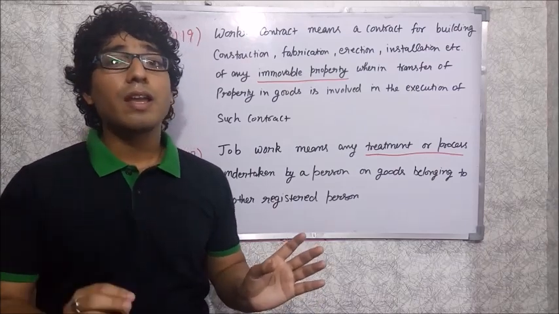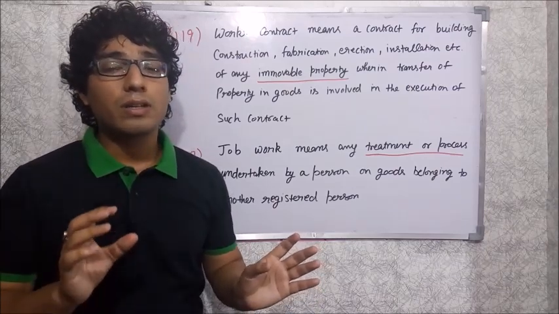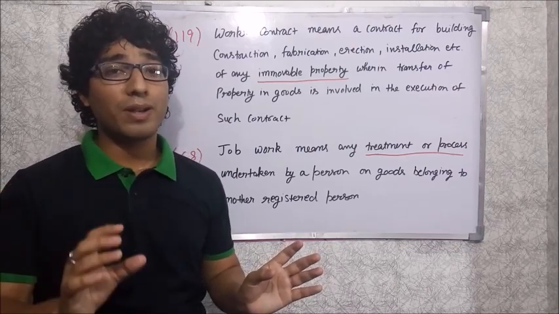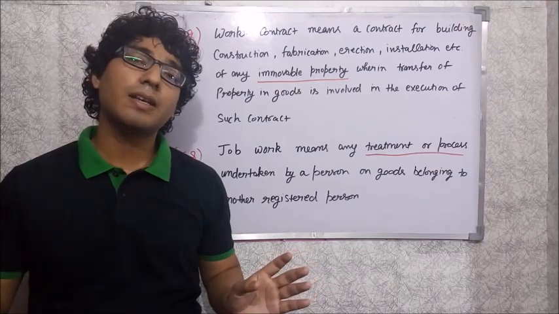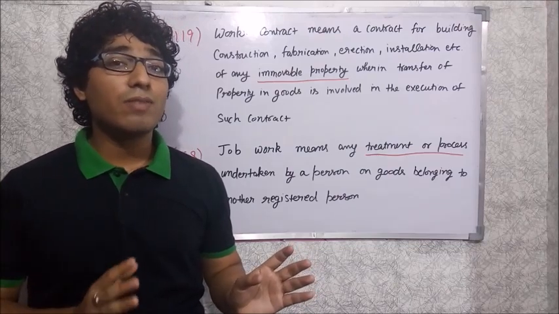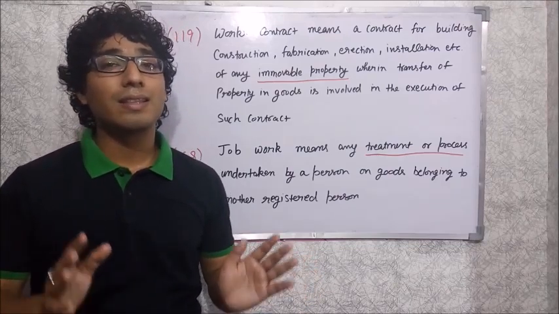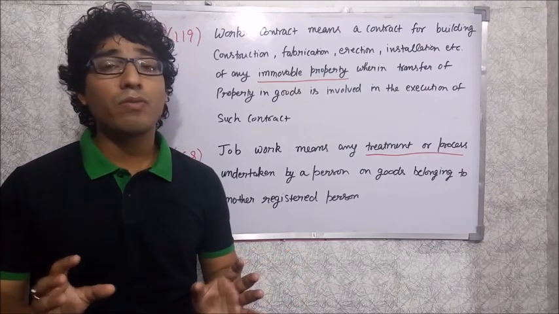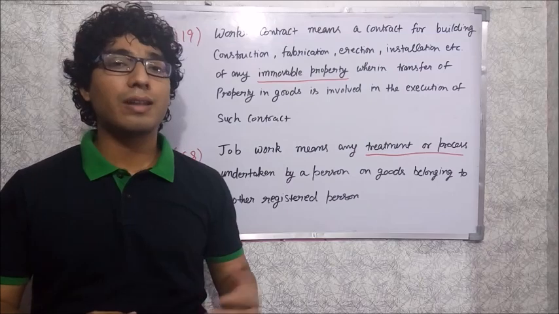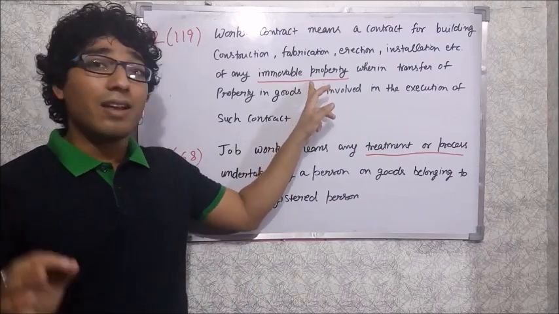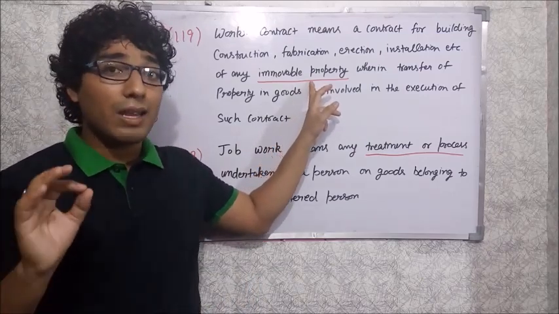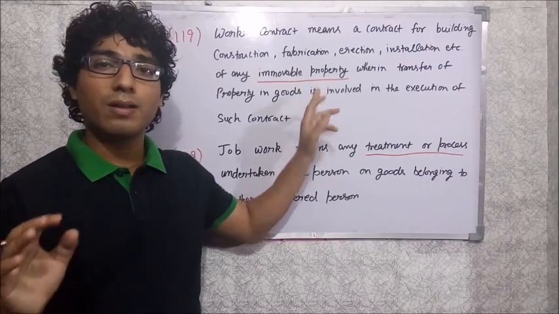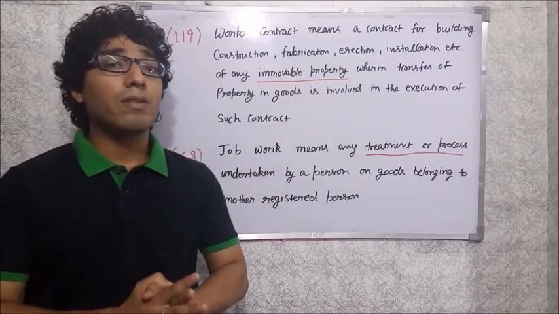Therefore, if there is any kind of construction, erection, installation, etc. on immovable property, and there is also a supply of goods involved in the execution of such a contract, then only will that be called a works contract. We will discuss examples of works contract later in the video or in the next question. So underline that if any activity is on only immovable property, not movable property, only on immovable property, then only can we say that it is a works contract.